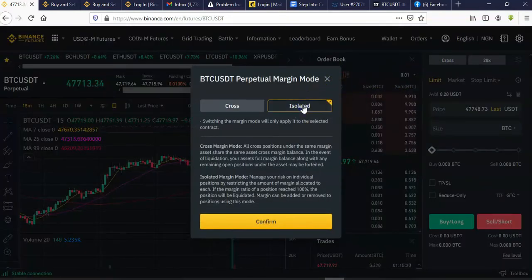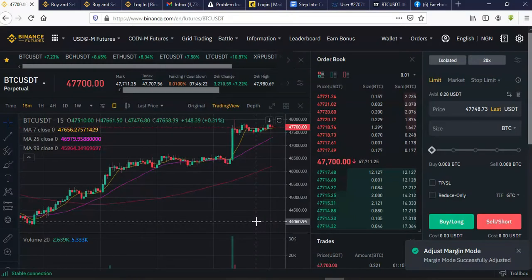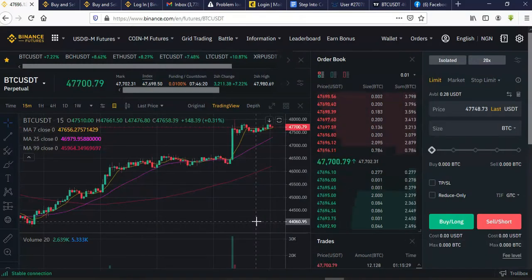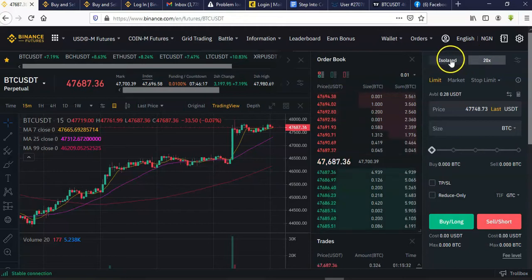And if you open a new, if you just click on it and you click confirm. If you choose a new trading pair, make sure you also change the type of leverage you are taking. Otherwise it won't be changed by itself.